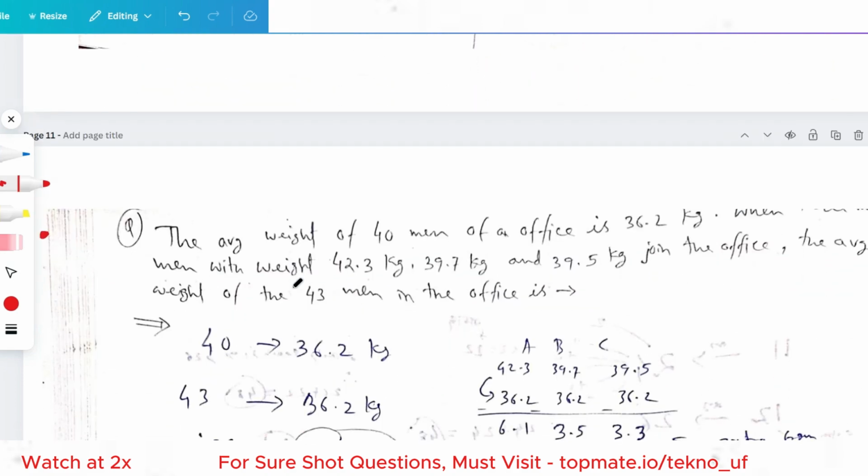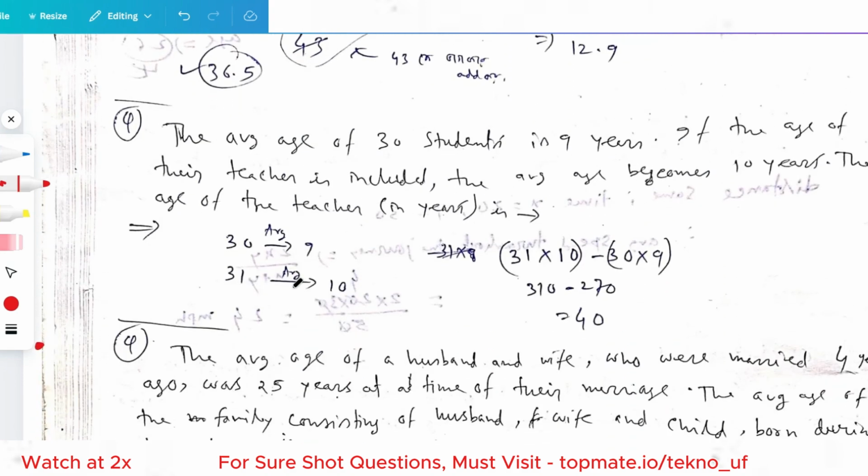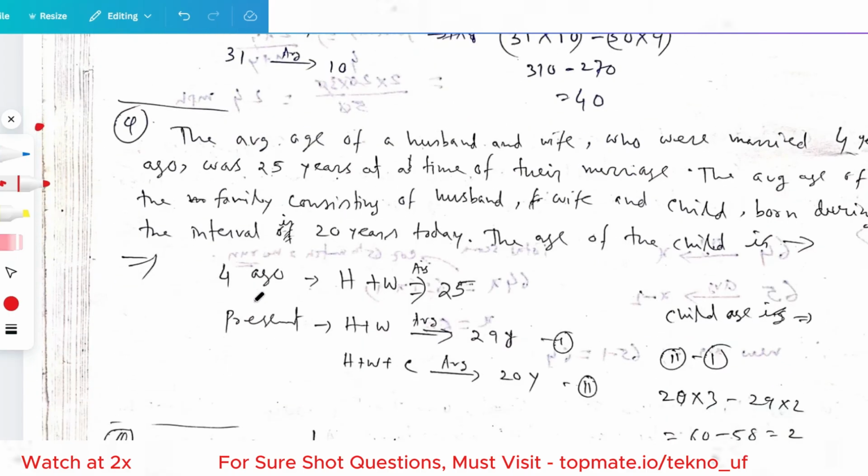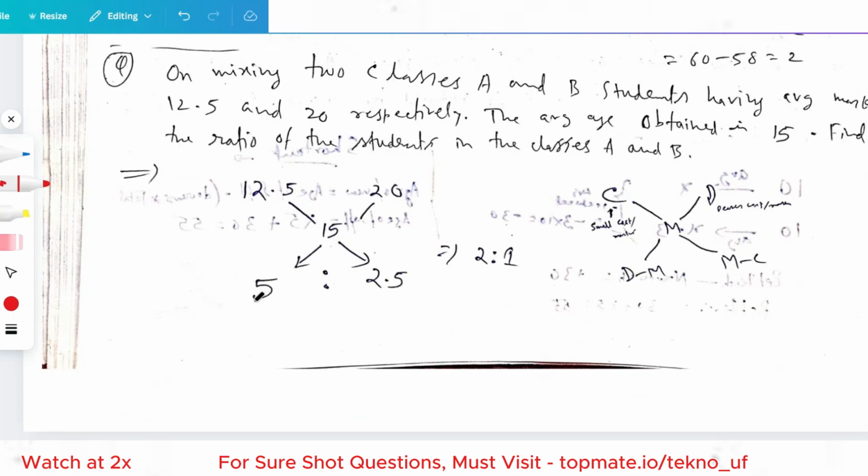So the next problem is this one. Please solve the problem, guys. This is a quiz problem for you, so please solve it. I'm not going to solve this, so please solve this, guys. Okay, so let me go to the next problem, that is this one.